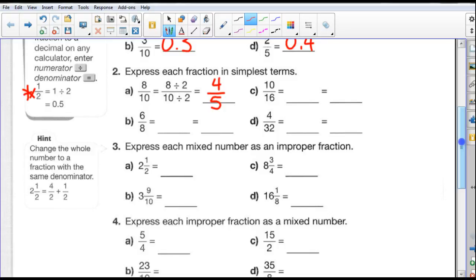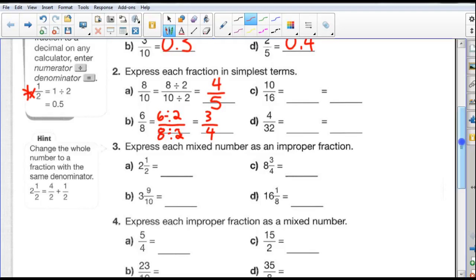It's just simplified. Let's do B, 6/8. Well, what number divides equally into 6 and 8, the largest number? Again, it's probably 2, so we take 6 divided by 2 all over 8 divided by 2, and 6 divided by 2 is 3, and 8 divided by 2 is 4. So 6/8 is the same as 3/4, just in a simplified form.